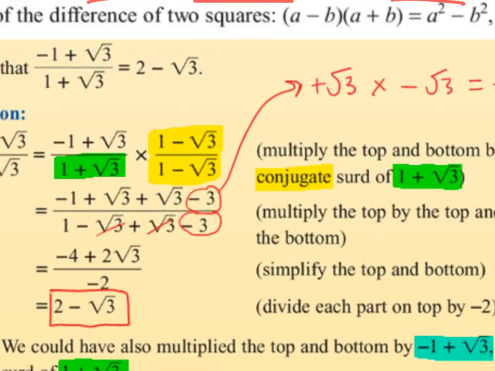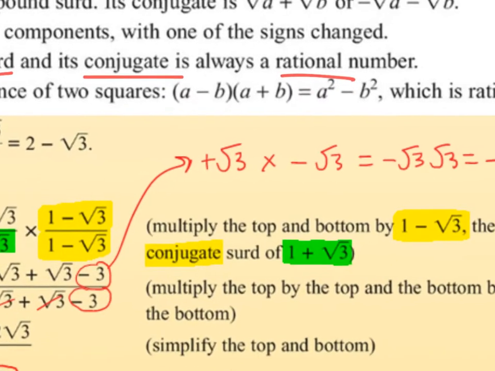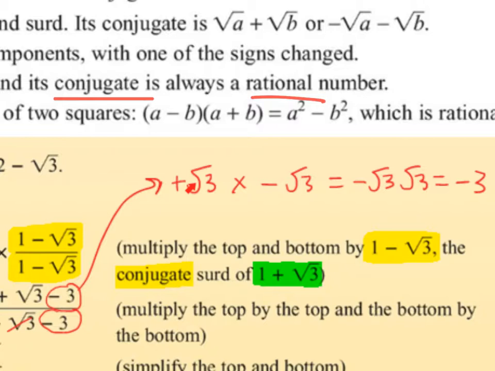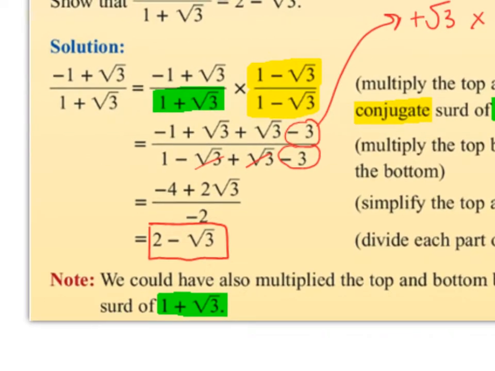So just to show the rough work for that, where the minus 3 comes from. Root 3 multiplied by minus root 3 is minus root 3 root 3. And root 3 times root 3 is 3. And then you've got the minus stuck on in front. So then the bottom, 1 times 1 is 1. 1 times minus root 3 is minus root 3. Root 3 times 1 is root 3. And root 3 times minus root 3 is minus 3. Worked out in the same way as that other minus 3.